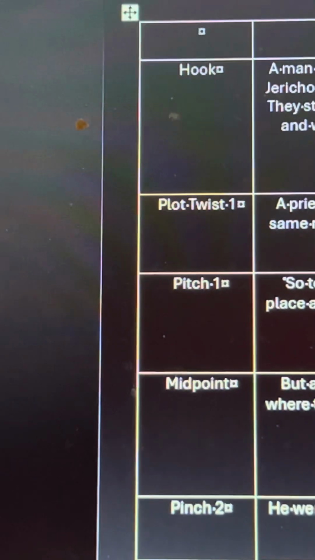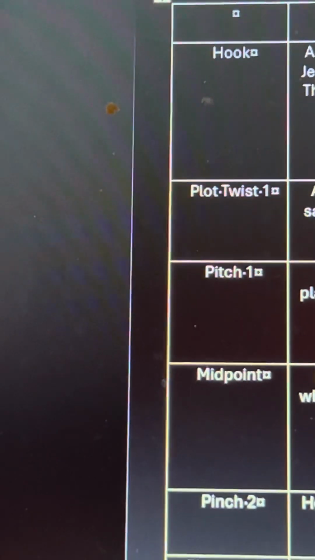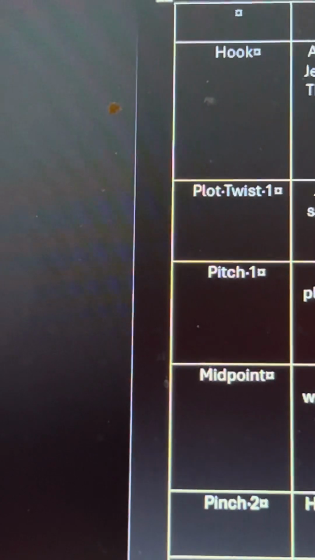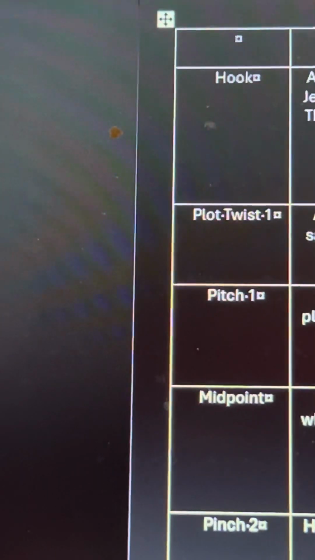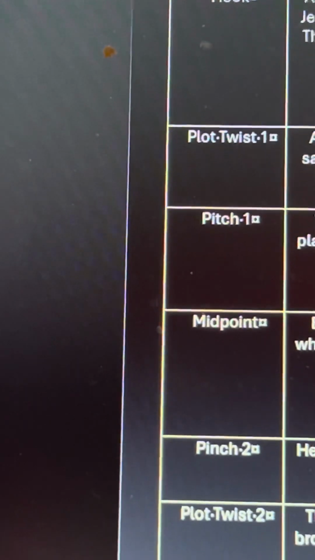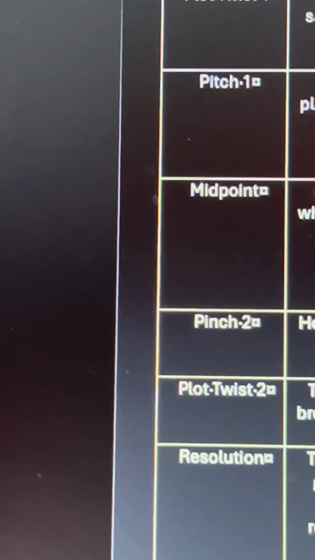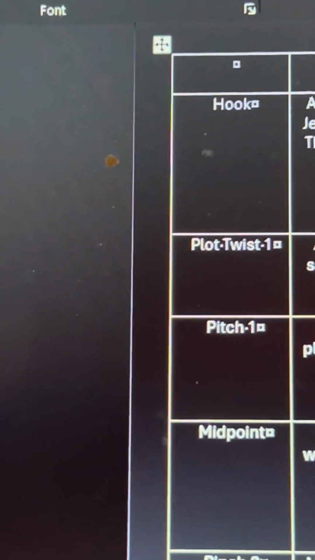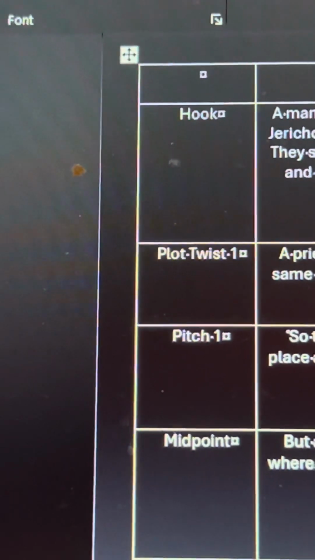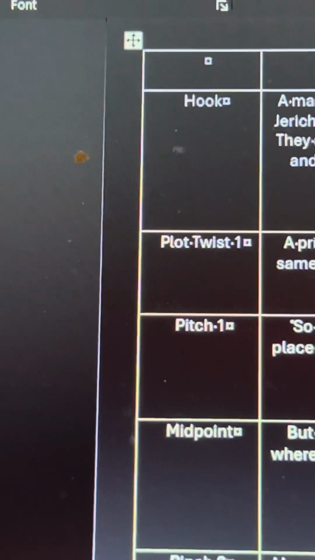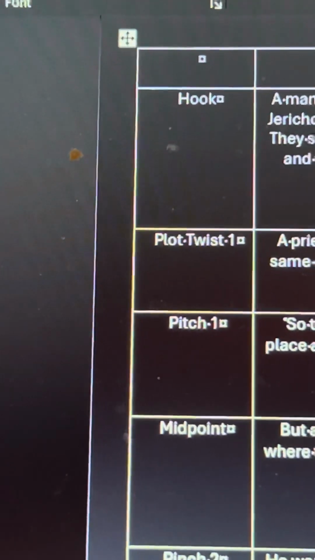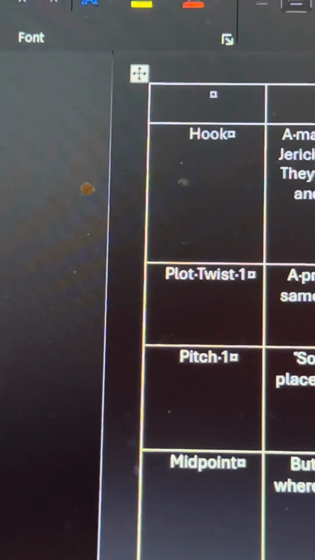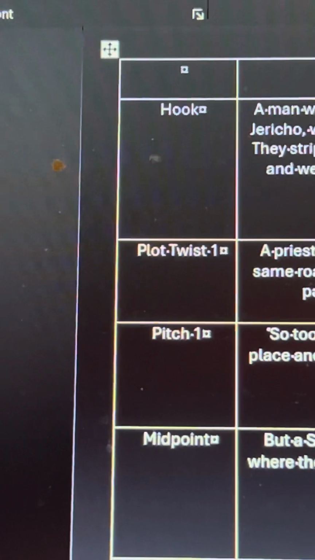So first of all, I'm going to describe what Dan Wells' technique is. I said that it's split into 7 parts. Those 7 parts are hook, plot twist 1, pinch 1, midpoint, pinch 2, plot twist 2, and resolution. The hook is exactly that. It's like a hook that you'd catch a fish with. The hook is what hooks a reader, or someone listening to a story, into the story.